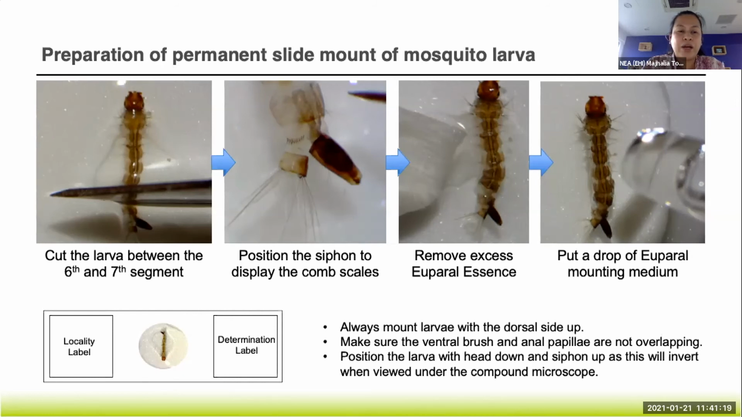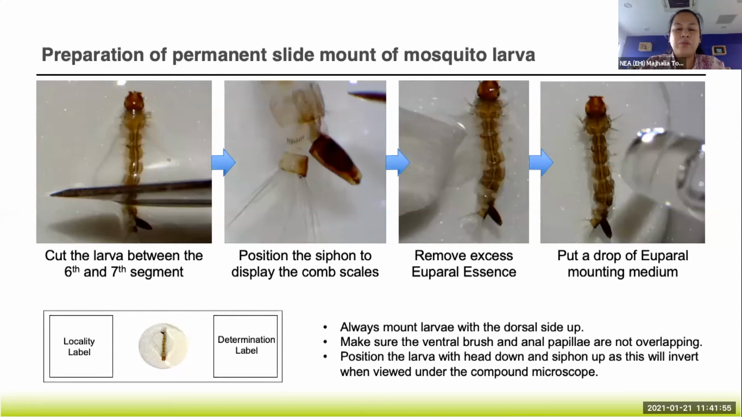Also, remember you cut between the 6th and the 7th segment. If you let it dry out a bit overnight, it prevents the siphon from moving too far away from the body of the larvae. So this way, you have better control of your sample, because once you put on the cover slip, it will push your sample to go where the mounting medium will flow. By allowing the mounting medium to dry a bit, you prevent that from happening.